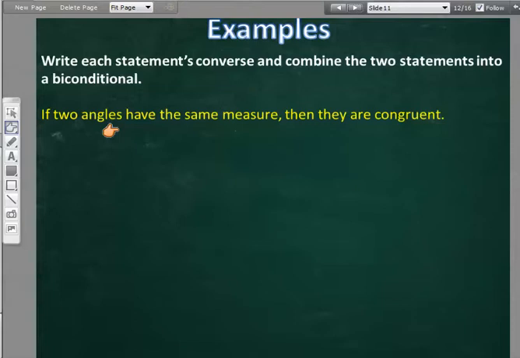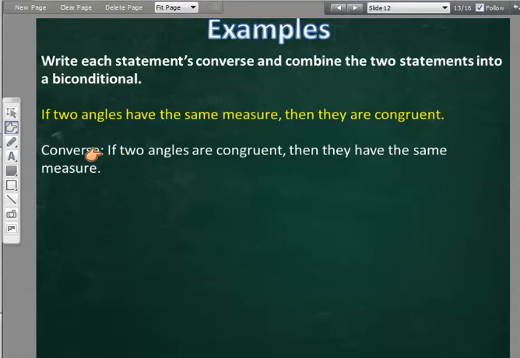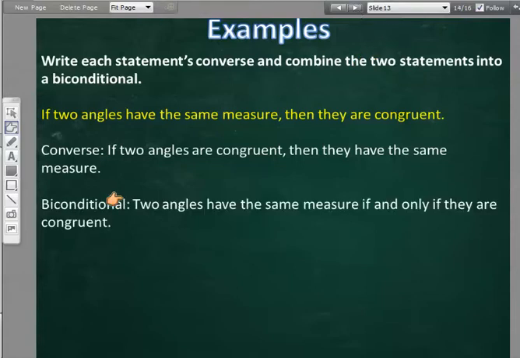It says write the statement's converse and combine the two statements into a biconditional. It says if two angles have the same measure, then they are congruent. So the converse is if two angles are congruent, then they have the same measure. That's the converse. Now we're going to combine the two statements into a biconditional. Two angles have the same measure if and only if they are congruent.